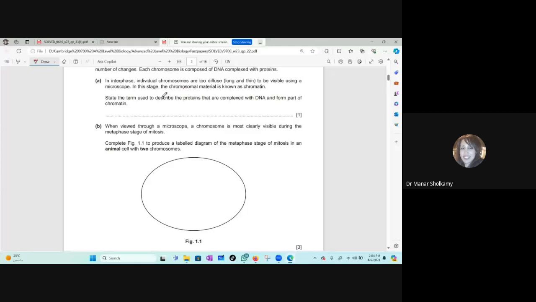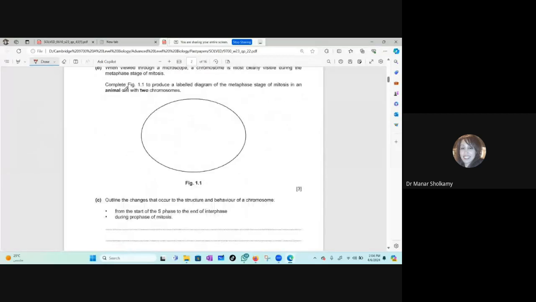So this is histone. Okay, when viewed through a microscope, a chromosome is most clearly visible during metaphase. Complete figure 1.1 to produce a labeled diagram of the metaphase stage of mitosis in an animal cell with 2 chromosomes. And be careful, this is a labeled diagram. So how will you position the chromosomes in metaphase, Mariam?